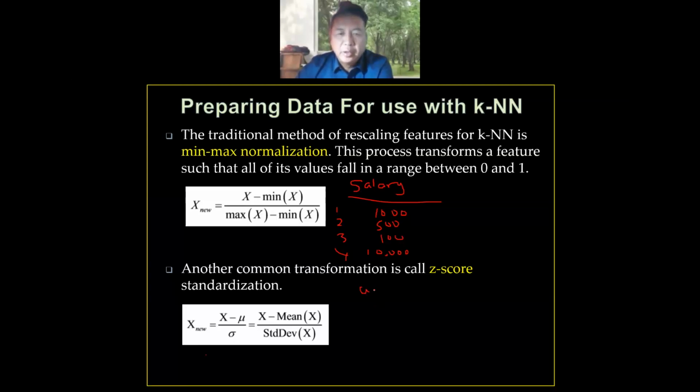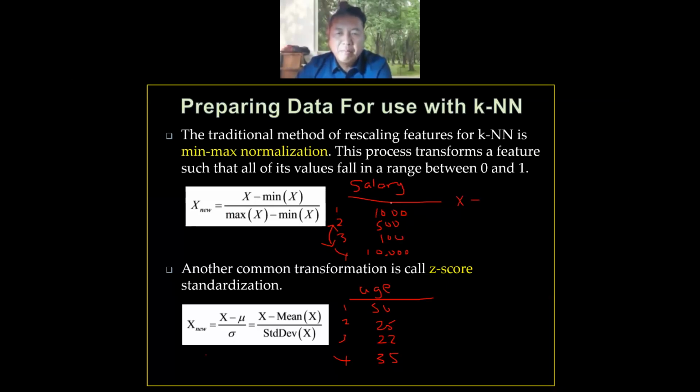Okay. And also we have age: 1, 2, 3, 4. So this is 50, 25, 22, 35. If we take the differences between person number 2 and 4, there will be a lot of differences here. So when we take the square, the value will be big. So we want to normalize this. So how do we use this min-max?